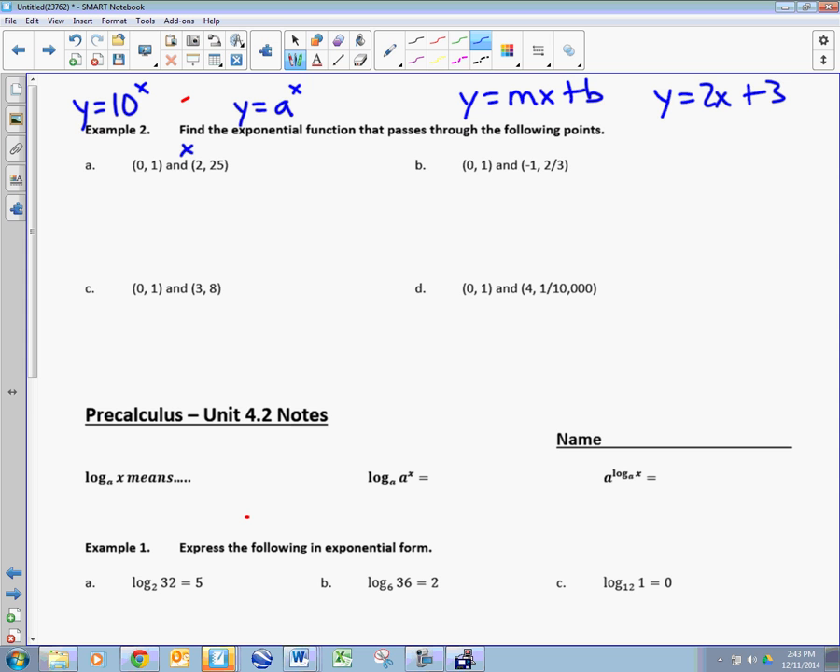2 is my x value, and 25 is my y value. So if I write y equals a to the x, I don't know the a value, but I do know the x and the y value. The y value is 25, and the x value is 2. So this reads, what number do you square to get 25? 5. So since a is 5, my function is y equals 5 to the x. That is a function that passes through those 2 points.